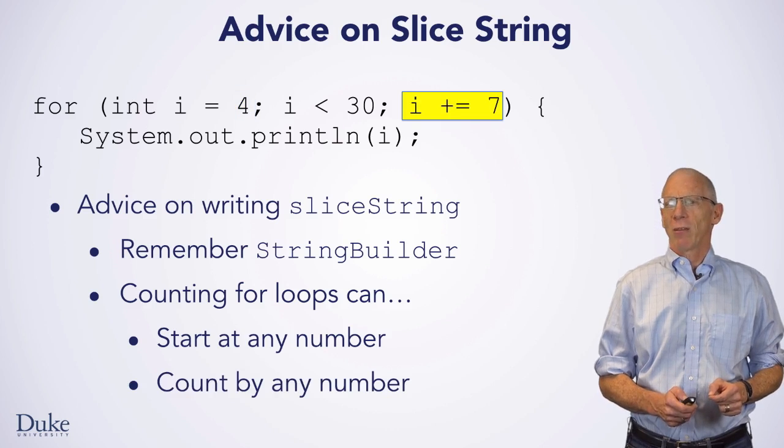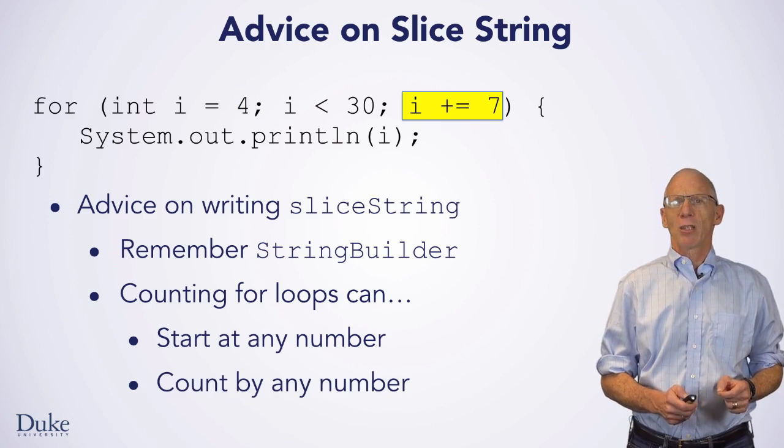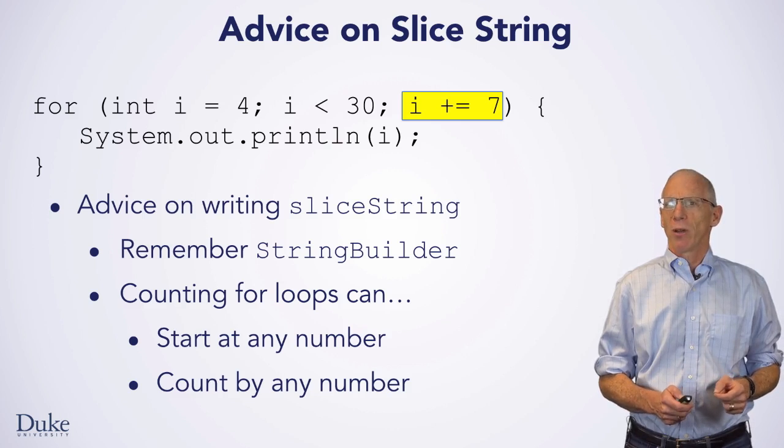You can also have counting for loops that count by something other than 1. This loop counts by 7, so it would print the values 4, 11, 18, and 25. Of course, you can count by a variable or a parameter instead of the constant 7 you see here. That may be very useful as you write slice string.